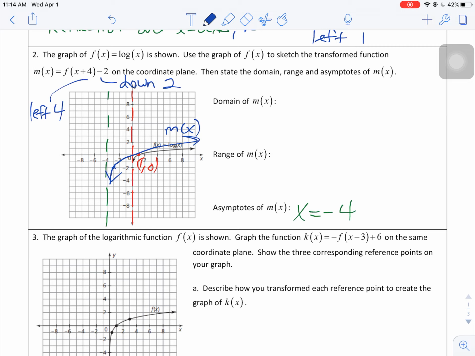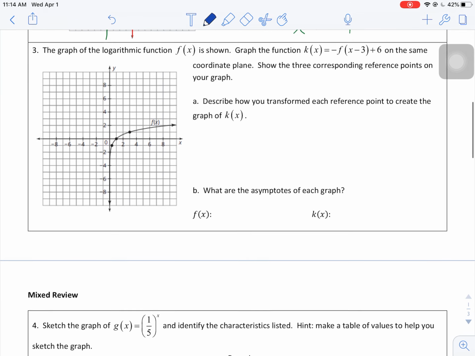And I'd want to label it m of x. So for my domain, I don't have any x values less than -4, so I'd want to say -4 to infinity. Those are all my x values that that blue graph covers. My range would be -infinity to positive infinity, because that blue graph goes down forever and it goes up forever.